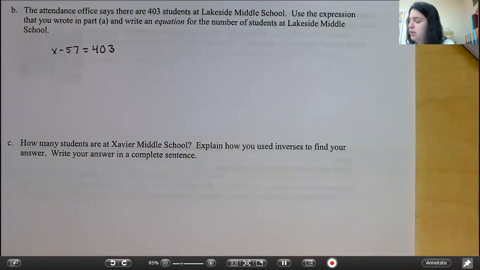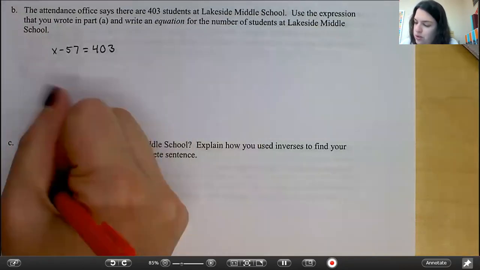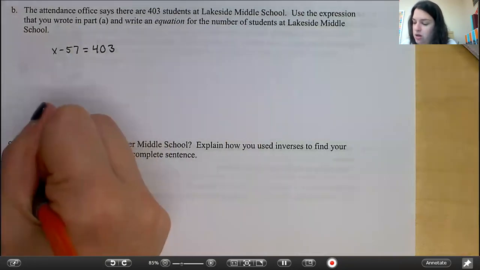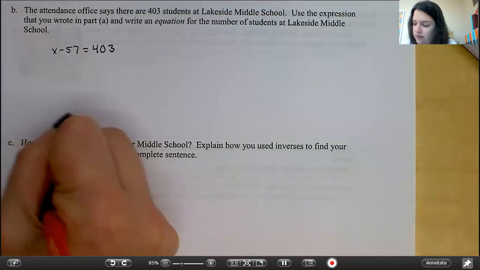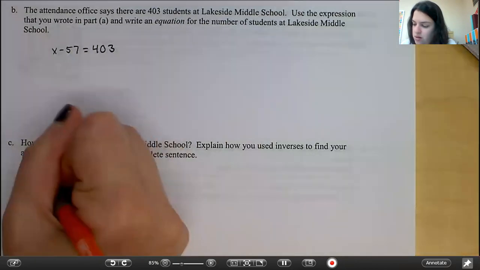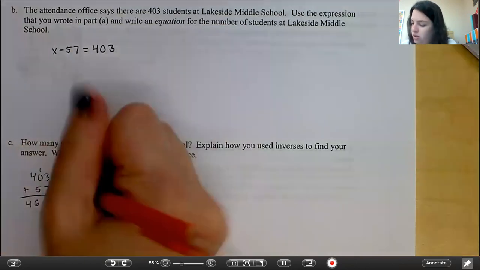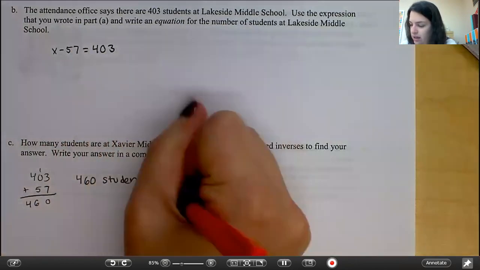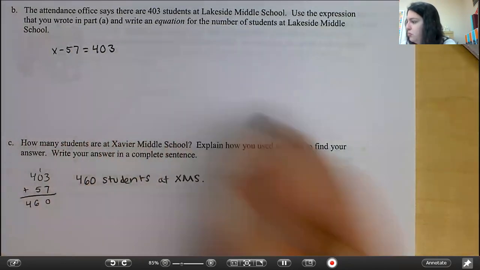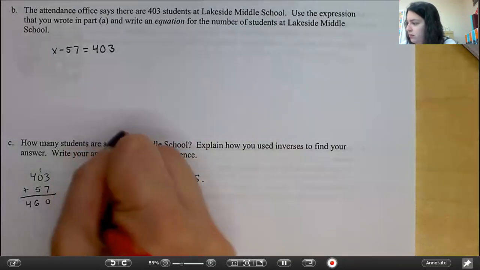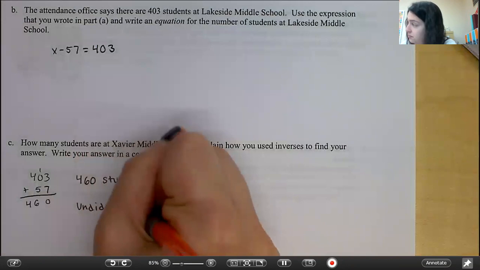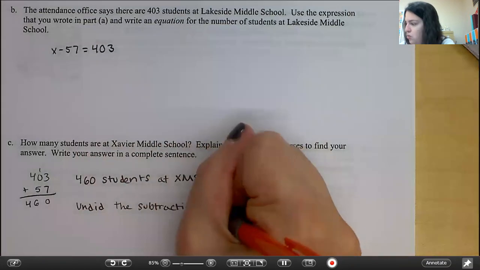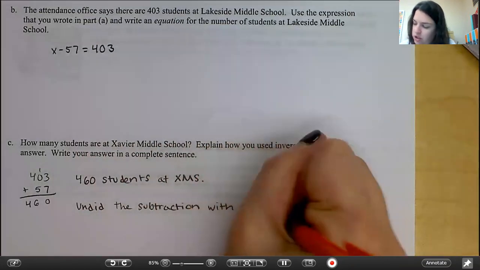Okay, if you're back with me, you tried part C. So we would do inverses. You would undo the subtraction by completing addition. So 403 plus 57. That would be 460. So there would be 460 students at Xavier Middle School. We undid the subtraction with the inverse operation of addition.